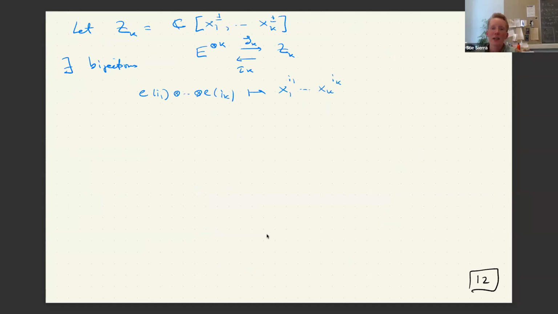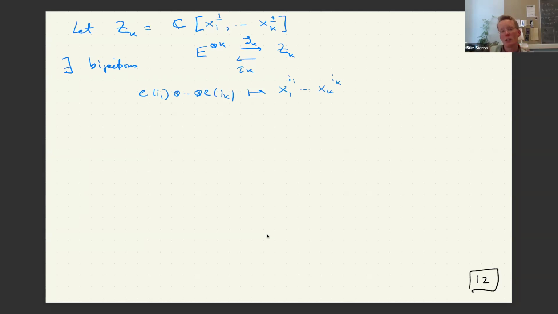And I can naturally put the k-fold tensor product of E in bijection with Laurent polynomials in k variables, which I'll call x1 through xk. And I'll call that ring Z_k. And there's a map that goes from E tensor k to Z_k, which I'll call zeta sub k because it goes to Z. And there's a map that goes from Z_k to the k-fold tensor product, which I'll call tau sub k. So what's this map? Well, it sends a natural basis to the natural basis.